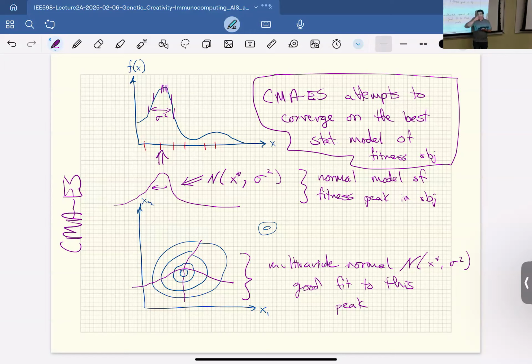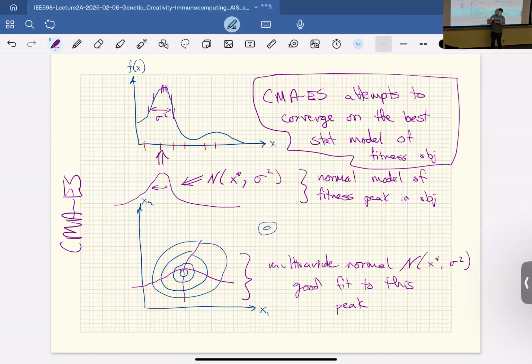Well, you select the parents before you do the weighting. So the covariance is what determines how fat the sampling distribution is and what shape it is. And so the covariance is formed.